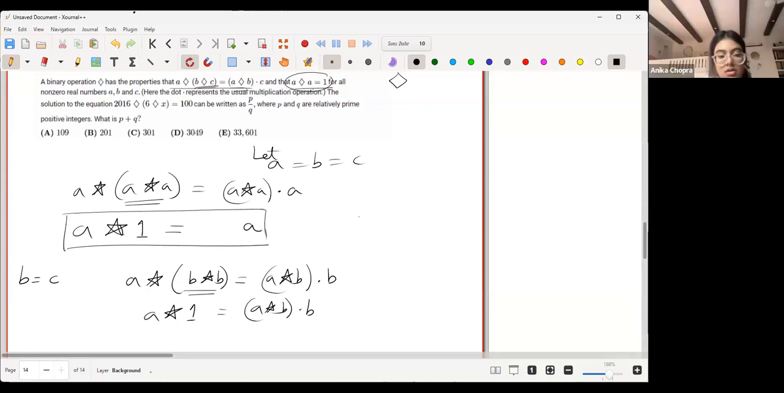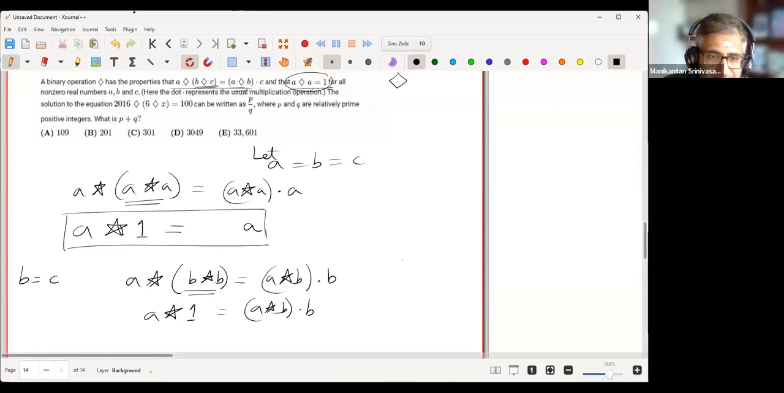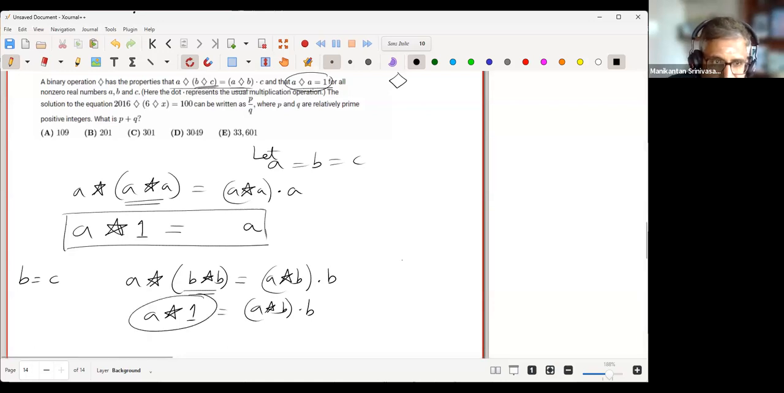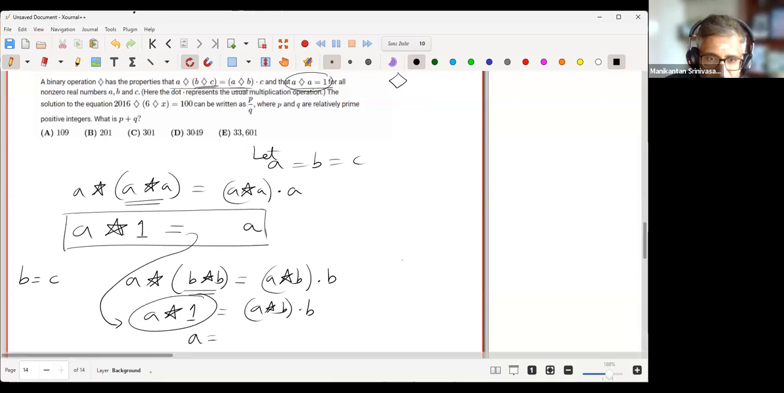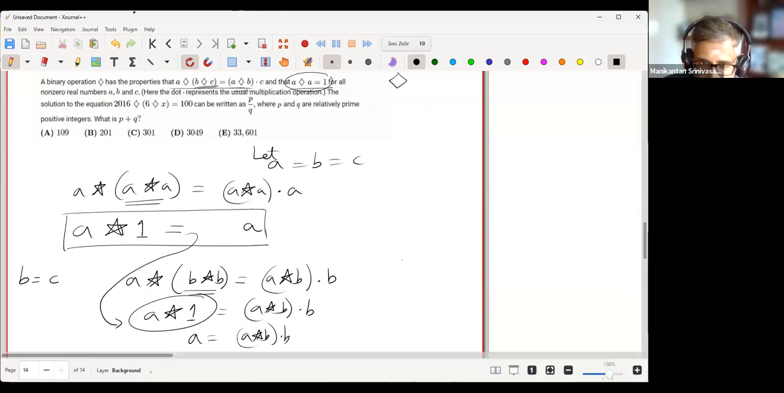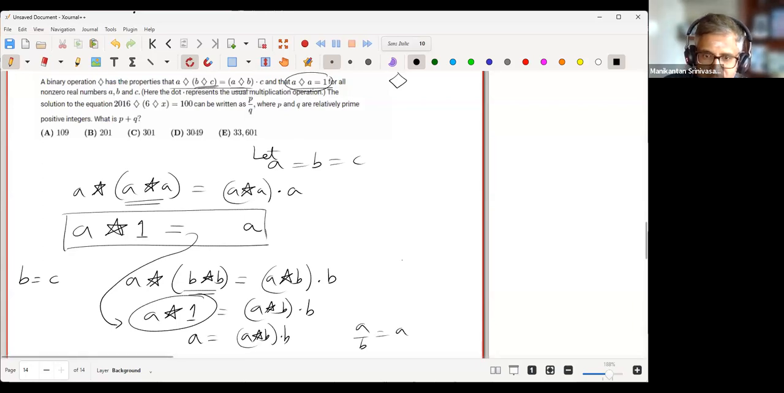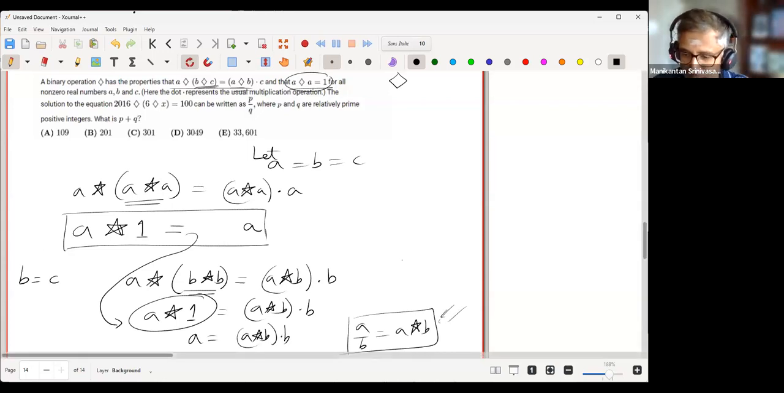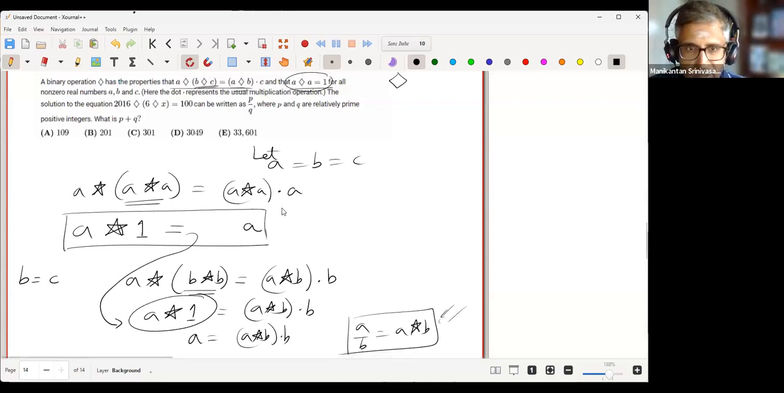Actually, is it? I already know that A star 1 is A. Yes, in fact, it was right here: A star 1 is A, therefore A equals A star B times B. And therefore we can bring the B to the side and say A by B equals A star B. So that's how you derive patterns like this. Again, this is more for people preparing for RMO, INMO and all that, but for AMC, this is good enough.